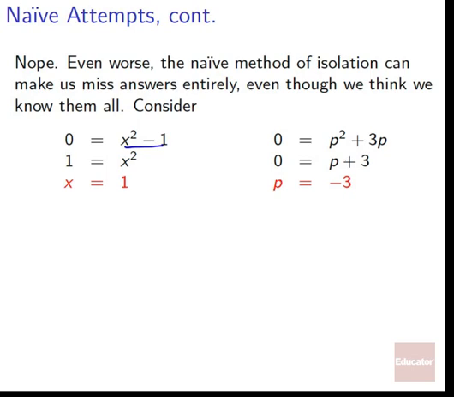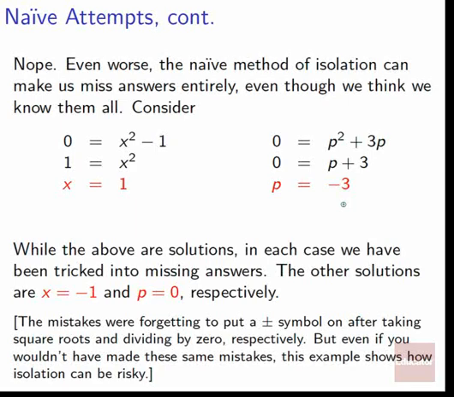Great. For this one over here, we've got 0 equals p squared plus 3p, so we realize, oh hey, we can divide both sides by p, and since 0 over p is just 0, we've got 0 equals p squared over p becomes p, 3p over p becomes 3, so we've got 0 equals p plus 3, we move the 3 over, we get p equals negative 3. Great, right? We found the answers. Not quite. Those above things are solutions, but in each case we've missed something.